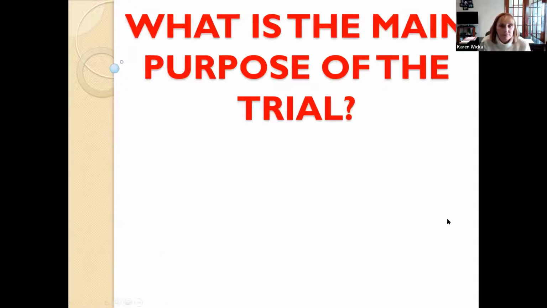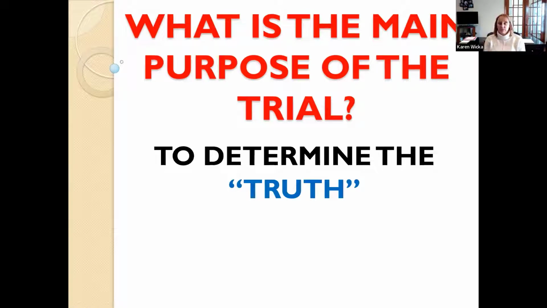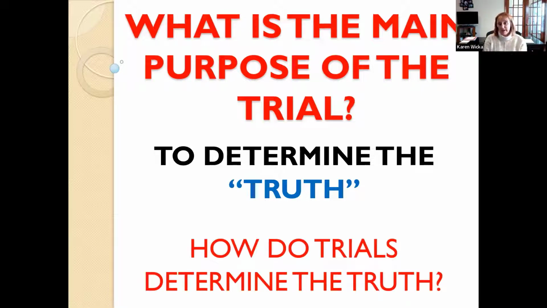Okay? Now, what is the main purpose of the trial? To determine the truth. So we said justice is truth, right? So the main purpose of the trial is to get at that truth. How do we get at that truth? So we talked about the Lady Liberty, and she's balancing justice. The whole idea is it's blind, it's impartial, and she's balancing everything. And the hope is to ultimately seek the truth and have the trial determine what the truth is.